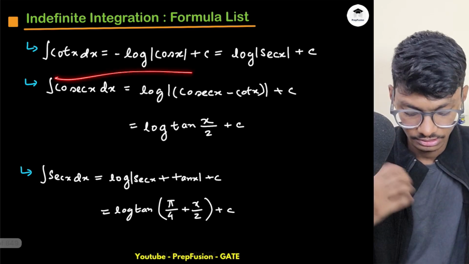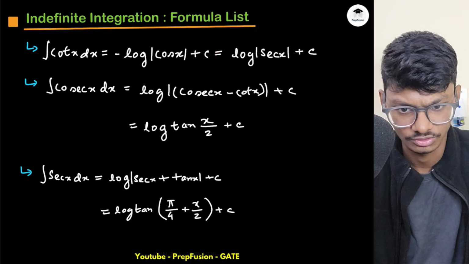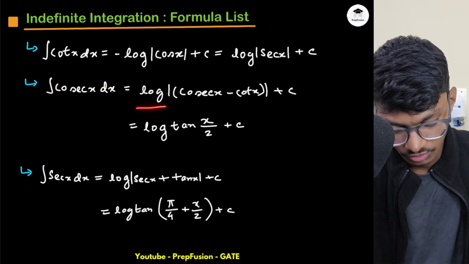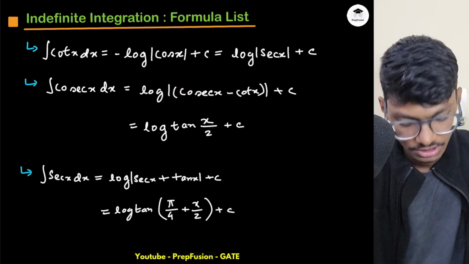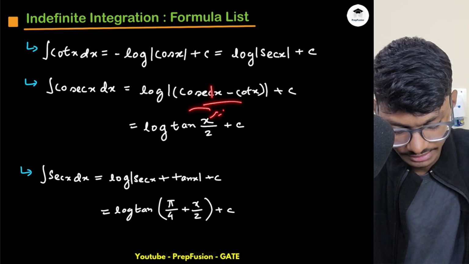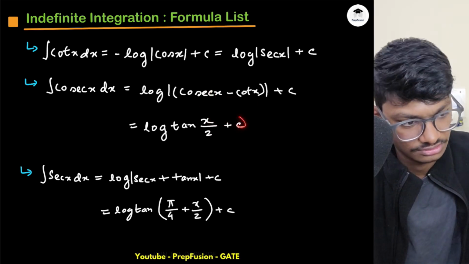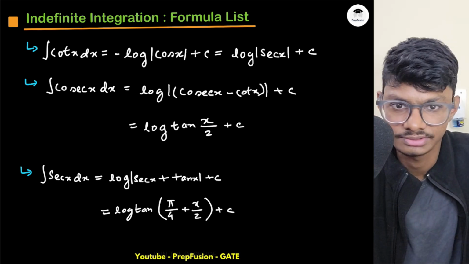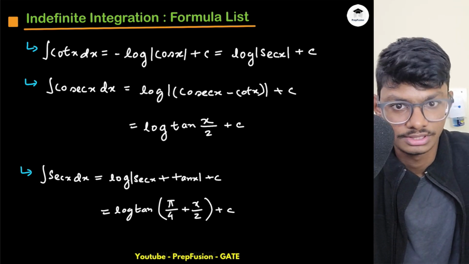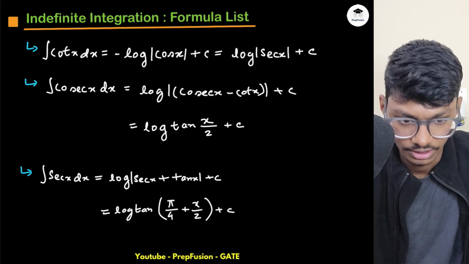Next, integration of cot x is minus log of cos x plus c, or you can say log of sec x plus c. Same method you use, which I used earlier in the previous question. Integration of cosec x equals log of cosec x minus cot x. How do you use this? You can cross verify this: it is 1 by sin x minus cos x by sin x, 1 minus cos x by sin x. Then you can break this down using the half angle formula, or cos 2x equals cos square x minus sin square x. From there you can solve further. So this is how you can solve this.